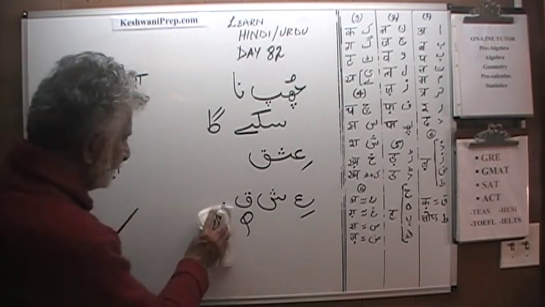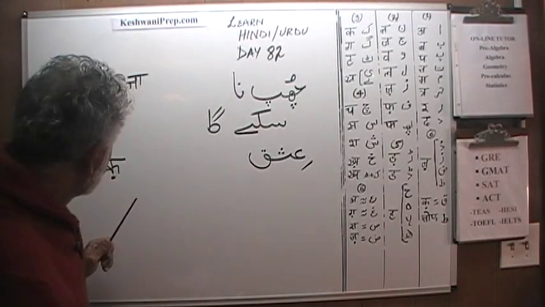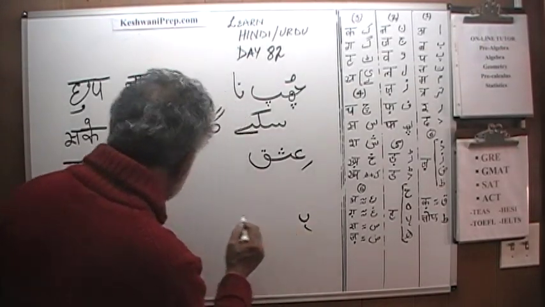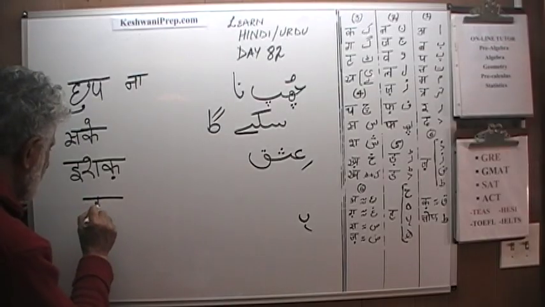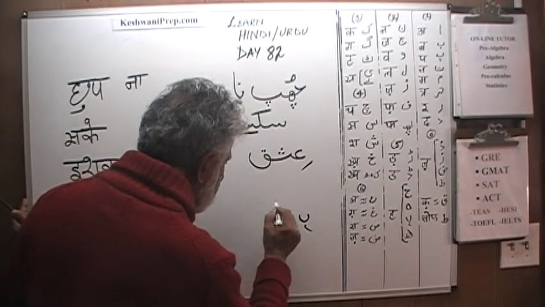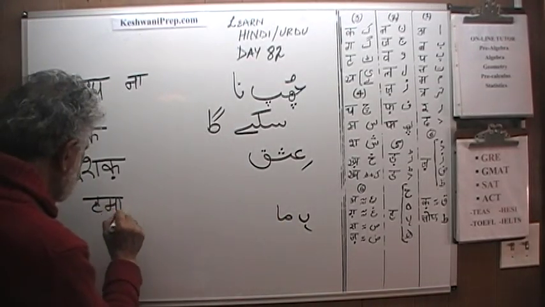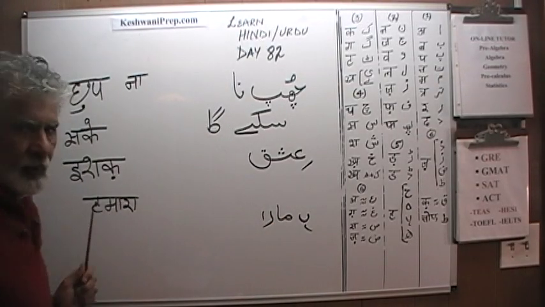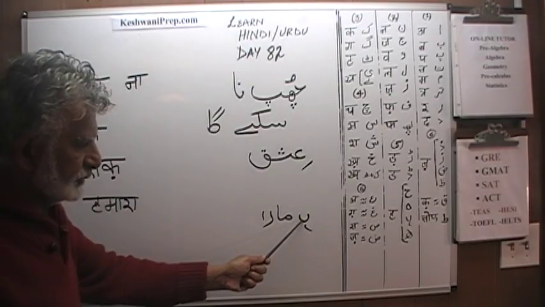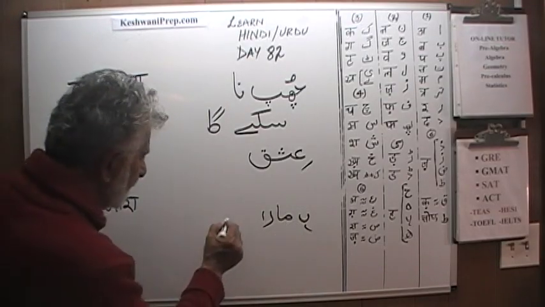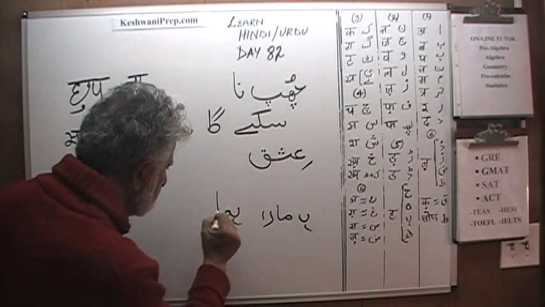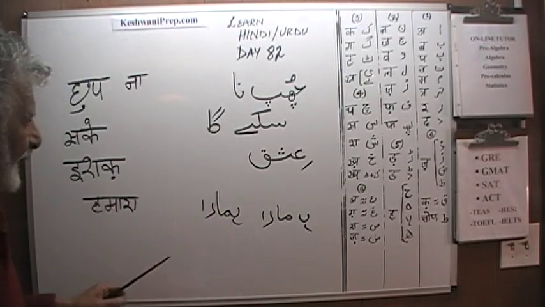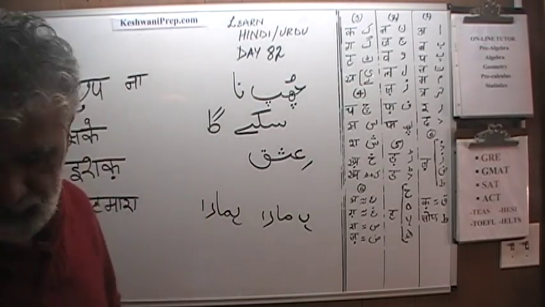Hamara. Ha, ma, and then ra. Very simple, very straightforward. There's nothing much to join. We just have to bring the ha closer to ma, and that's it. Hamara. Chup na sakega ishq hamara. You cannot hide my love.